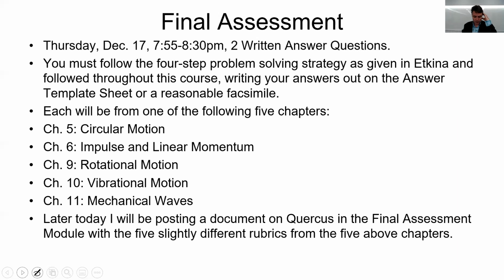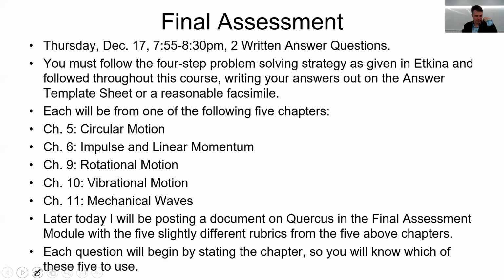And what I will do is post a document today on Quarkus with the 5 different rubrics that you can have for any of these 5 chapters. Make sense? Because they're all a little bit different. Each of the 2 questions you get will begin by stating which chapter it's from, so you know which rubric to take it from. And I'll post what the rubrics are today. Make sense?